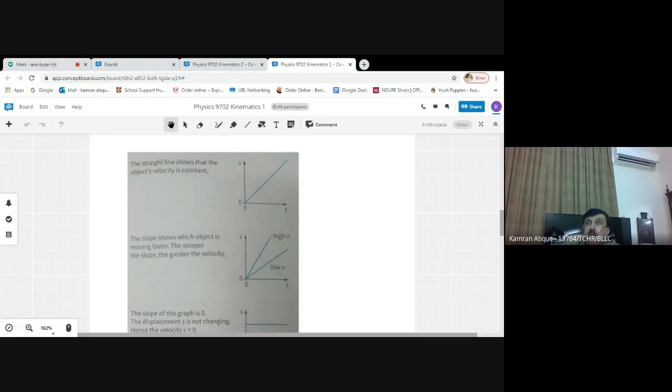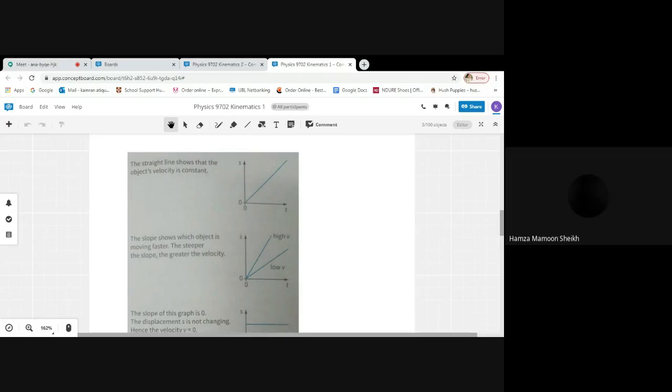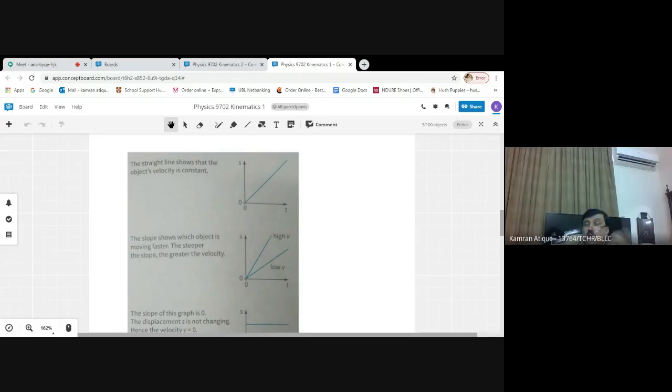Hamza, when we divide distance by time, speed equals distance over time. So we said distance per second. So I am saying here y2 minus y1 is being divided by x2 minus x1.